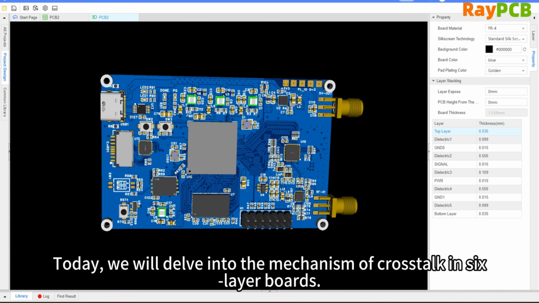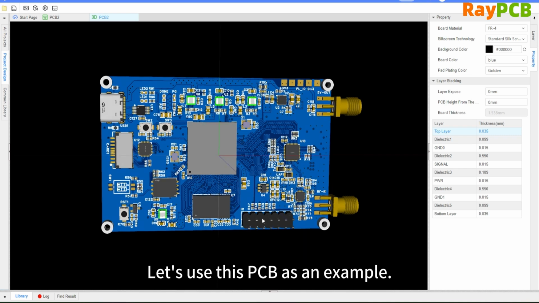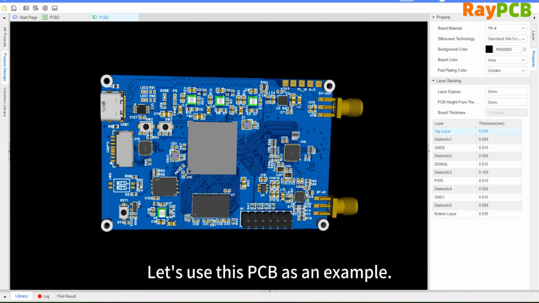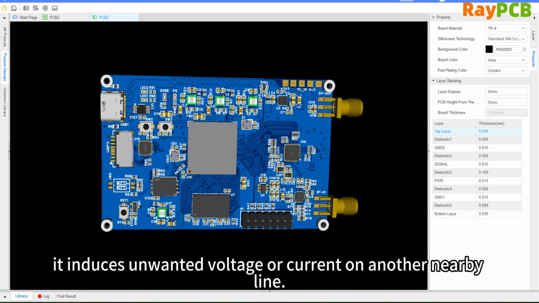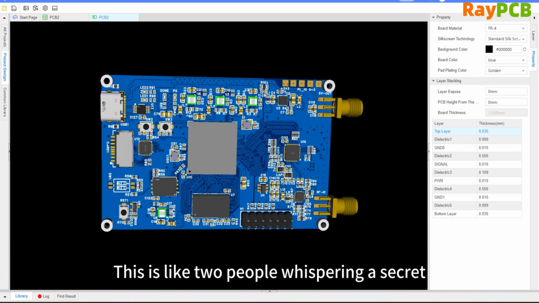Let's analyze the crosstalk mechanism in 6-layer boards. Let's still use this PCB as an example. What exactly are the dangers of crosstalk and how serious can it be? So what is the definition of crosstalk? Simply put, when a signal undergoes a change in voltage due to electromagnetic coupling, it can induce unwanted voltage or current on a nearby line.